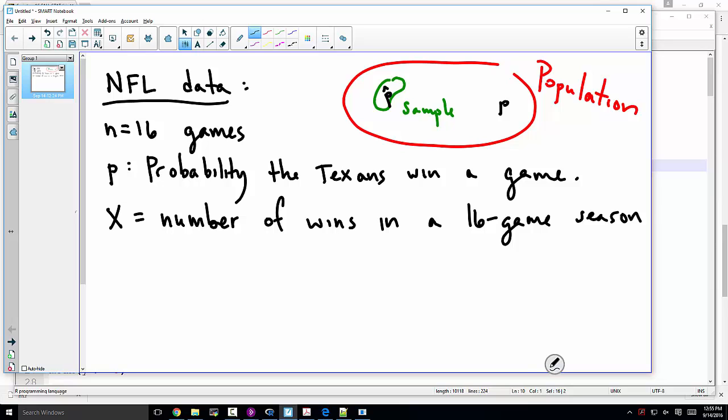Who knows what the distribution of X is? X has a probability distribution. It could be like a normal distribution, or gamma distribution, or binomial distribution, or Poisson distribution. Anybody know what the distribution would be? It'd be binomial.